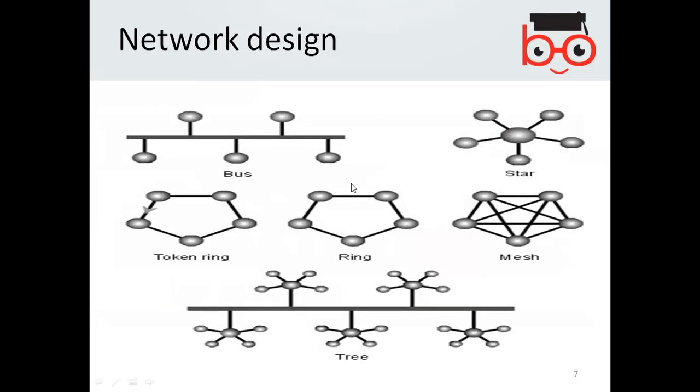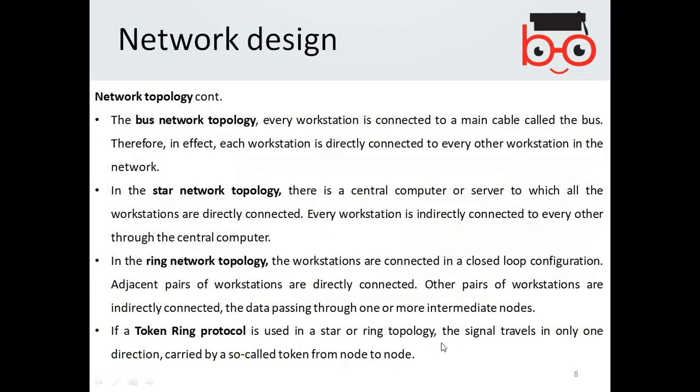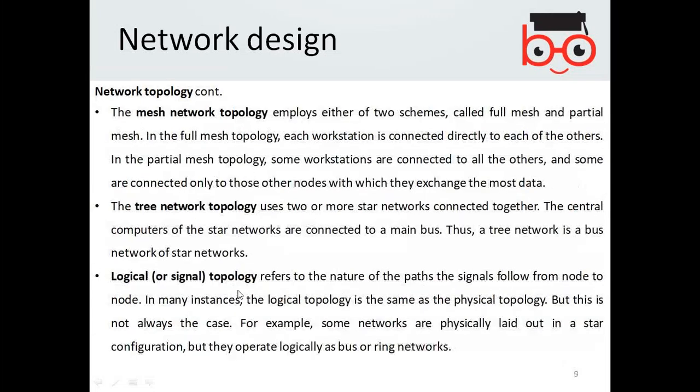We discussed different types of topologies like bus, token ring, mesh, star, and tree. Every topology has some advantages and disadvantages. We have already discussed these topologies in the previous lecture. We will go further onto the next slides.